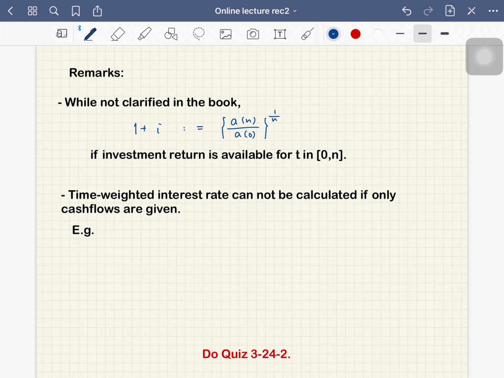Another remark is that the time-weighted interest rate cannot be calculated if only cash flow is given. So think about a time diagram with 3 time points: t equal to 0, 1/3, and 1. Suppose we deposited $50 at time 0, $40 at time 1/3, and you receive $100 at time 1. The internal rate of return exists, but the time-weighted interest rate cannot be calculated for this case.